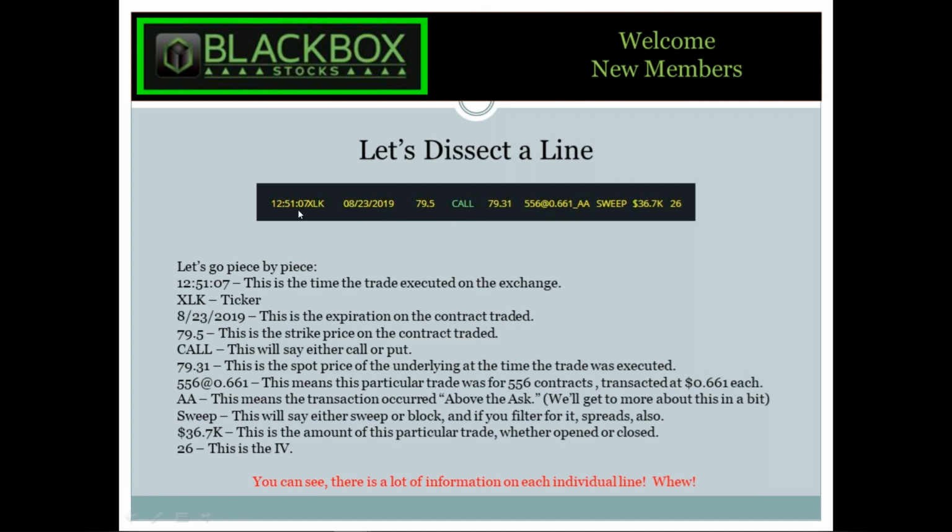So we have the time executed, the ticker, expiration, strike price, calls or puts, underlying at the time this executed, number of contracts, price paid per contract, where in the spread they traded, sweeps or blocks, the dollar amount of the trade, and the contract IV. And all of that is on every single line that comes across the scanner.